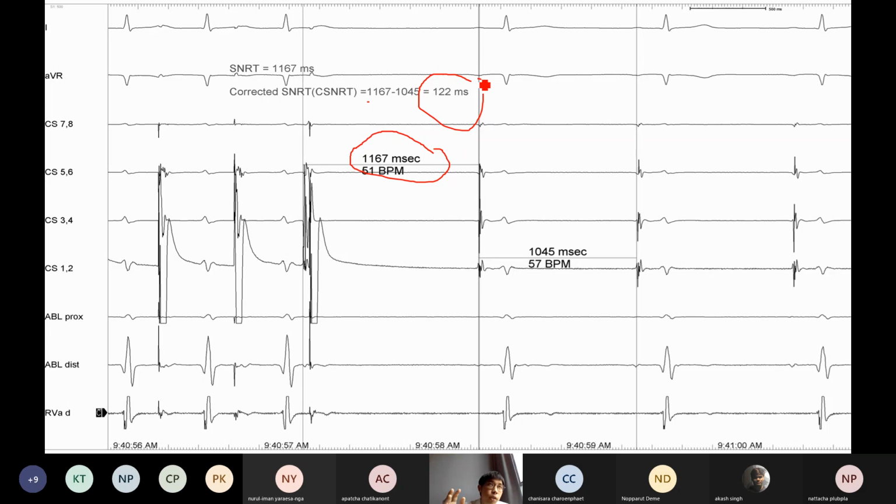So you use this type of protocol to test whether the patient has sinus node dysfunction or not. If the patient has sinus node dysfunction, the sinus node recovery time would be prolonged, because when you pace a lot and knock down the sinus node, it takes a longer time than in normal people to recover.